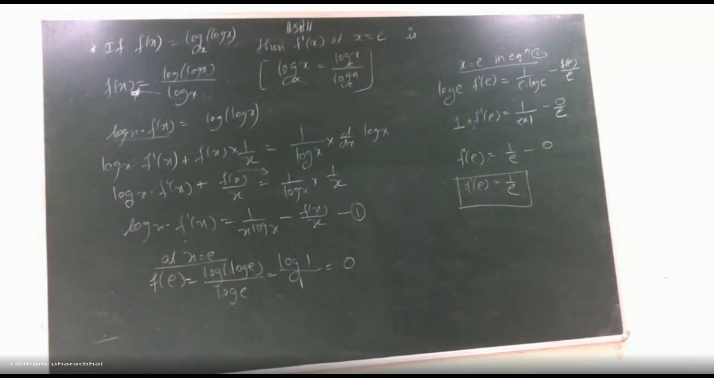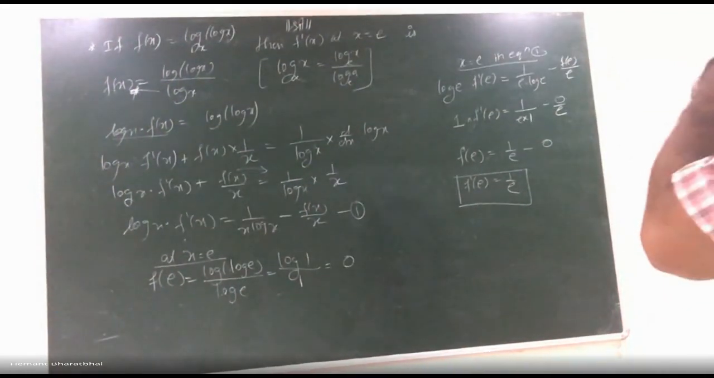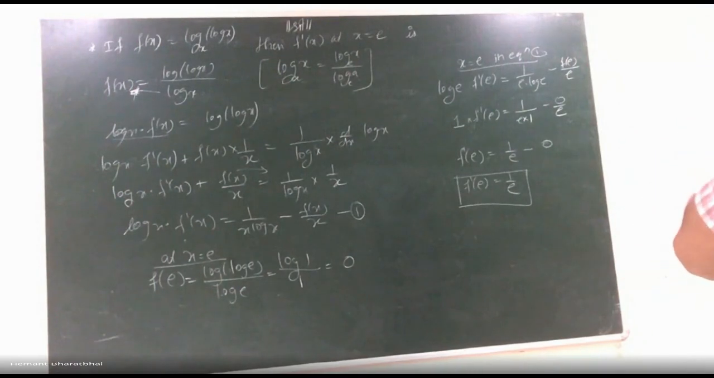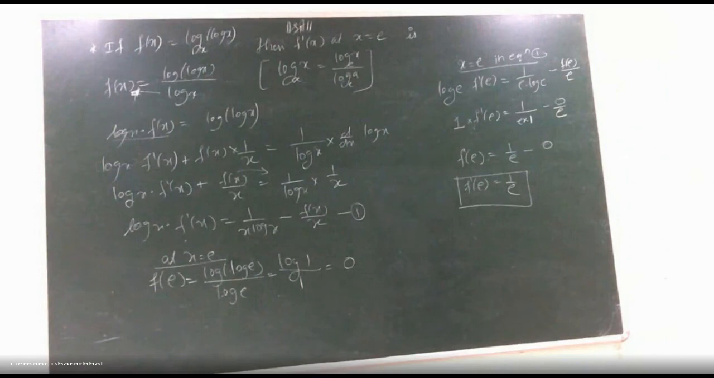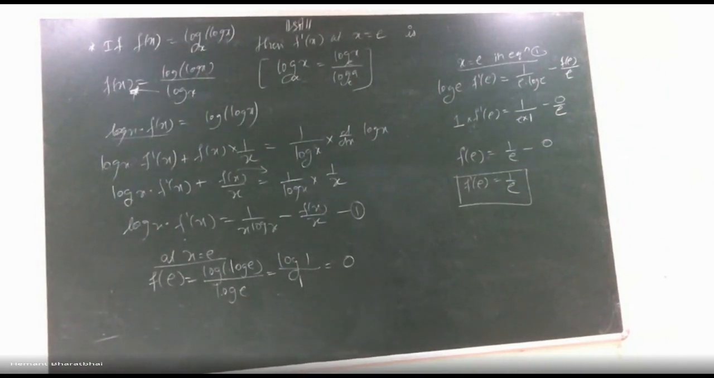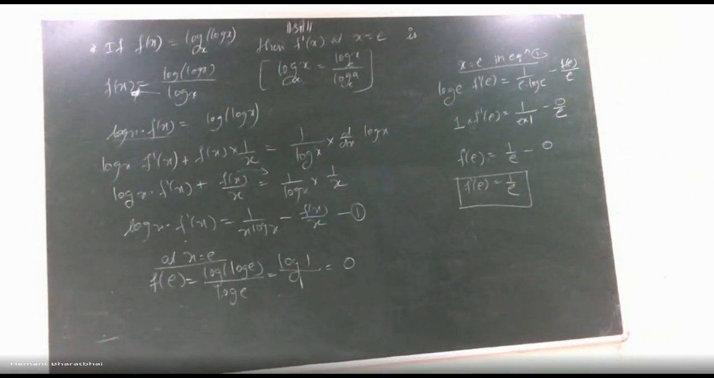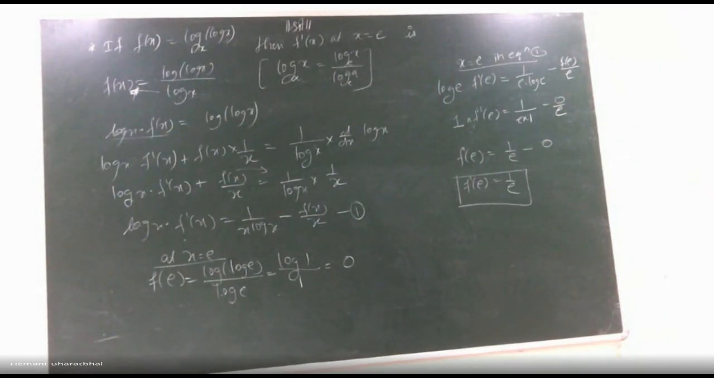Okay. So the value of f'(e) at x is equal to e is nothing but 1 upon e. So this is our answer. So everyone take the screenshot.